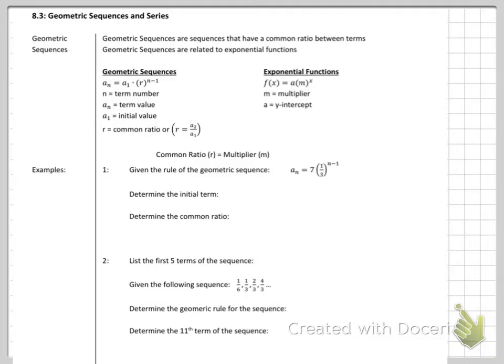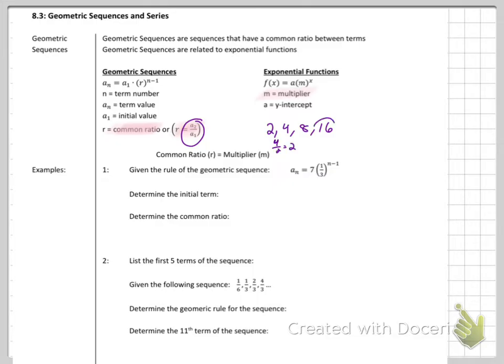A1 is your first term. R is your common ratio if you're talking about sequences, but it's also your multiplier if you're talking about exponentials. The way to get R is to take any term and divide it by the term before it, right? So if I was going 2, 4 times 2, 8 times 4, 16. I know it says take A2 and divide by A1. That's a way to do it. 4 divided by 2. I was multiplying by 2 every time.